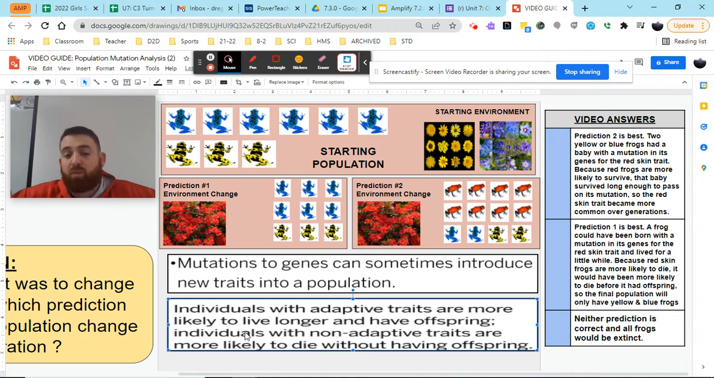Individuals with adaptive traits are more likely to live longer and have offspring, whereas non-adaptives are more likely to die without offspring. So these guys have the non-adaptive trait in this red environment, so they're more likely to die. So we would see their populations decrease, like we see here with the decrease in blue and yellow frogs. We know that if there was a mutation, more than likely the reds would reproduce because they have the adaptive trait and live longer and pass on their traits.